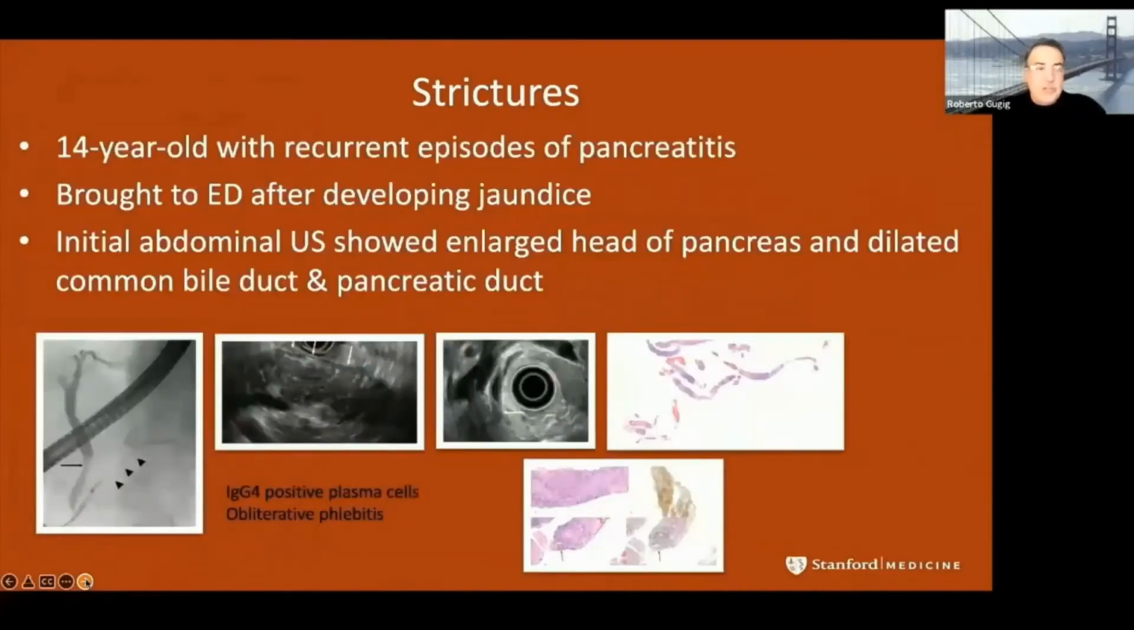Let's talk about strictures. There's a 14-year-old patient with a recurrent episode of pancreatitis brought to the ED after developing jaundice. It would be a little different if this patient was 44 or 64, because malignancy may be higher up on the differential. The initial abdominal ultrasound showed an enlarged head of the pancreas, dilated common bile duct, and pancreatic duct. So we did an EUS, obtained biopsies that showed features consistent with autoimmune pancreatitis.